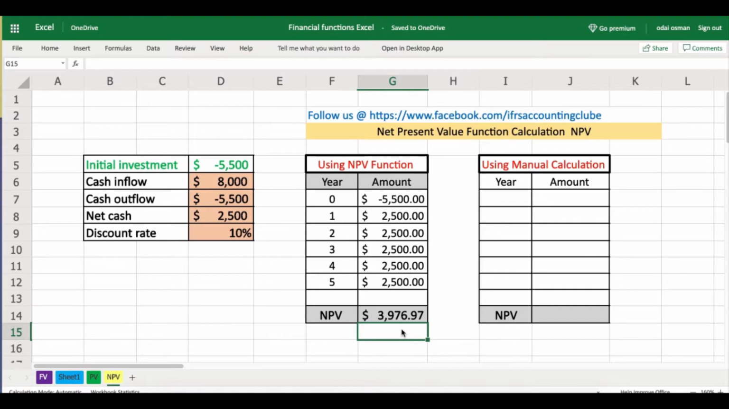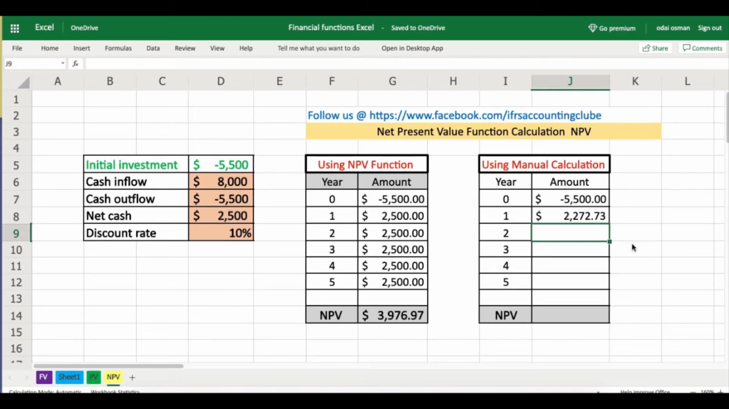So let us apply the manual calculation. Same as before, year 0, 1 up to year 5. Here we have the same initial investment. At year 1, we could apply this amount equal to the net cash divided by 1 plus the interest rate of 10%, which would give us this amount.